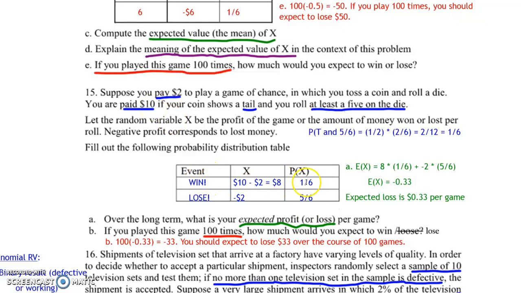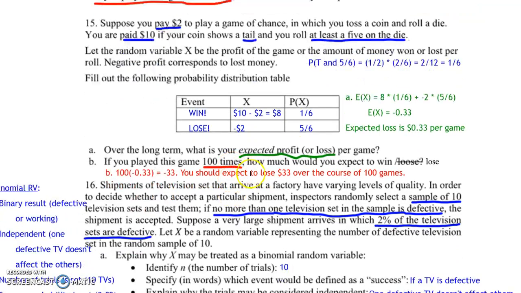So the winning probability is 1 out of 6. Because tails is 1/2, and 2 out of 6 for a 5 or a 6. That probability is 2/12 or 1/6. And you lose $2 because you lose your pay-in or your buy-in. Your expected profit is very easy. It's the same expected values from before, and your expected loss is 33 cents per game. So that's -0.33. This is supposed to say lose, not loose. Sorry about that. If you play the game 100 times, I'm not going to review that again because, frankly, I just talked about it.